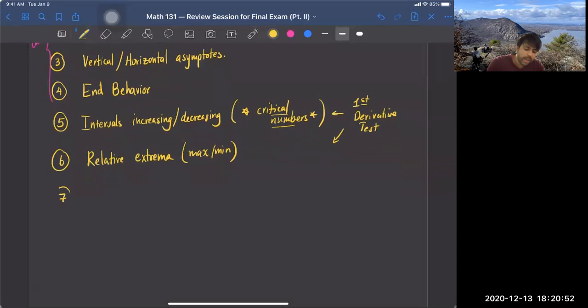Once we've figured out the increasing, decreasing, that's the first derivative, relative max, then I want to find concavity. So I want to find the intervals of concavity.